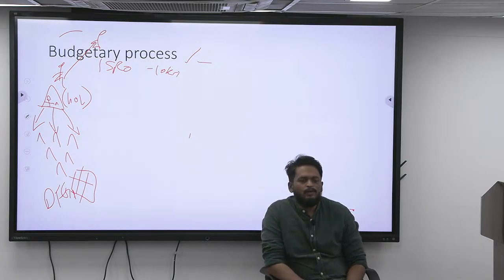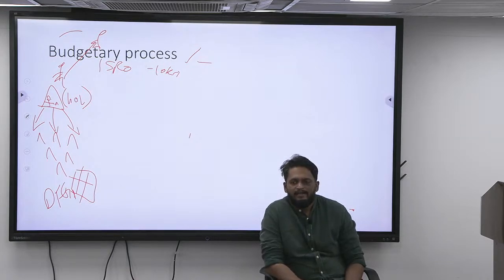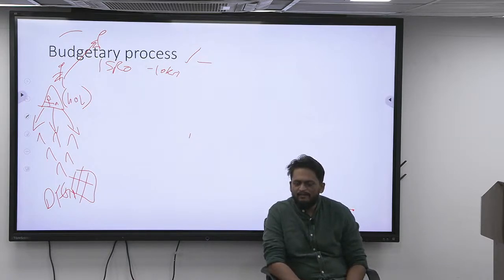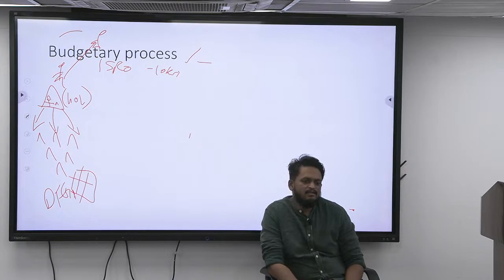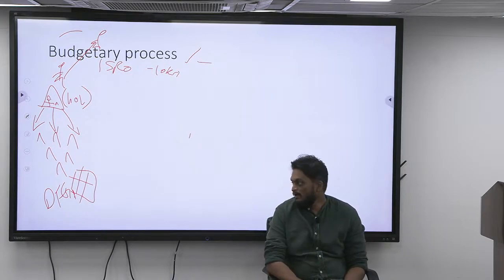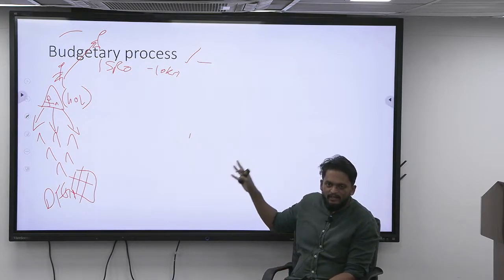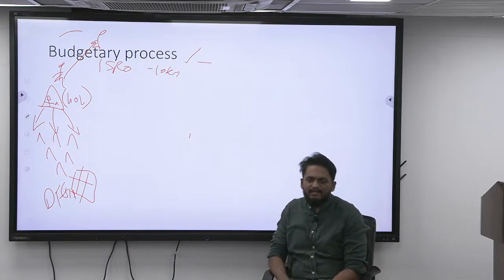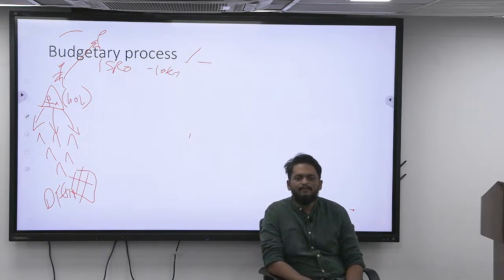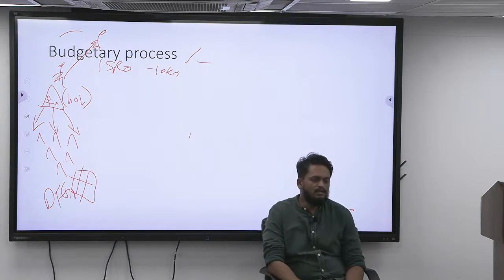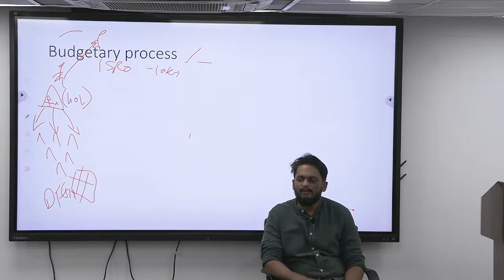After this speech is over, in the parliament they have to pass the demand for grants. Each demand for grant has to be taken up and discussed: what this particular department is asking, why it is asking this much money, and whether it is going to help people in some manner or not.